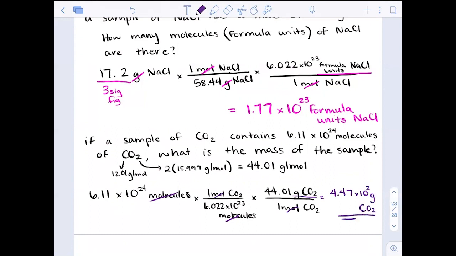You could also put that in non-scientific notation, 447 grams. Either one is appropriate. 3 sig figs though, because of our given measured value. So when we're looking at these calculations, now that we have built up our molecules and our compounds, we can do the same mole type calculations that we had done before.